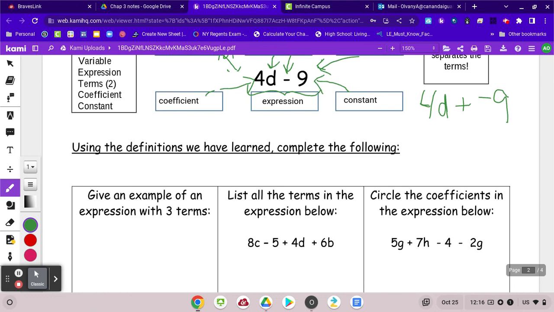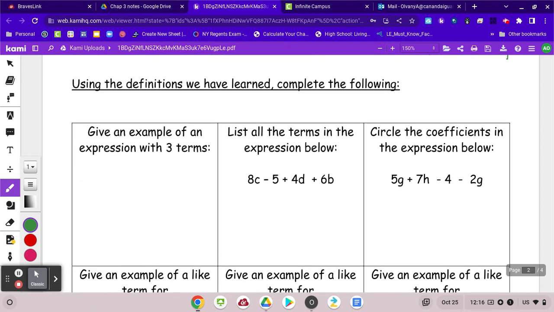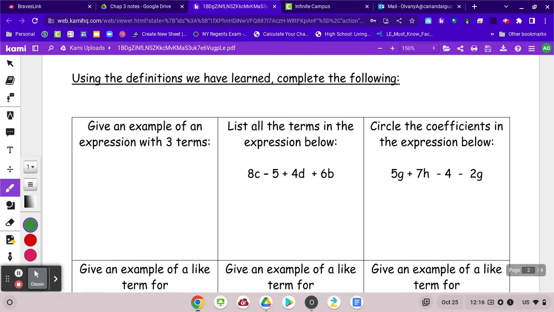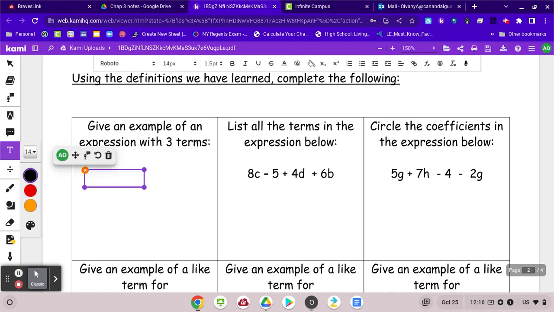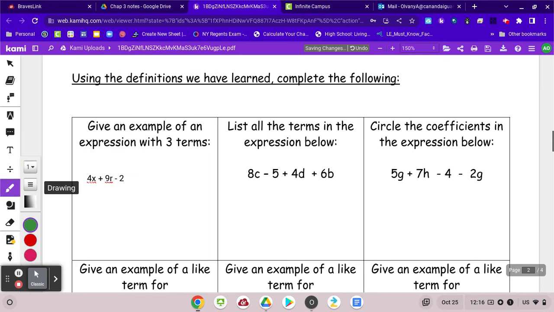Okay. All right. So we are going to use some definitions to do these examples. We're going to give an example of an expression with 3 terms. You can pause this and try it yourself and then compare it to what I'm going to do. I'm just going to pick anything. So let's say 4x, that's one term, plus 9r, that's another term, minus, I'm going to have a constant term, 2. This is 3 terms. Your terms are separated by your add subtract sign. So we have 1, 2, 3.